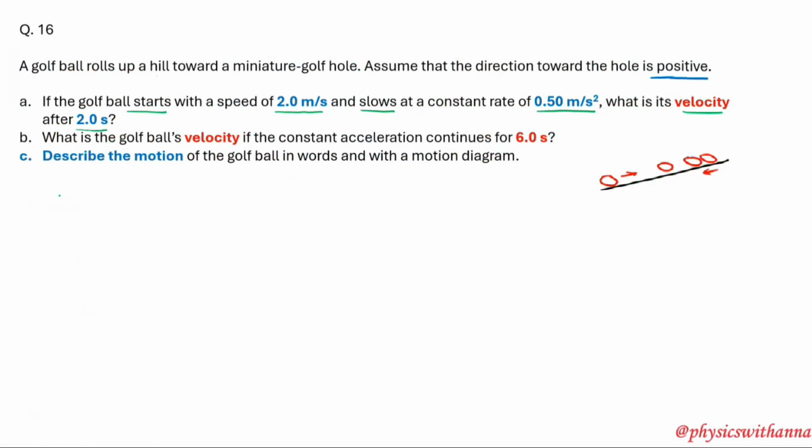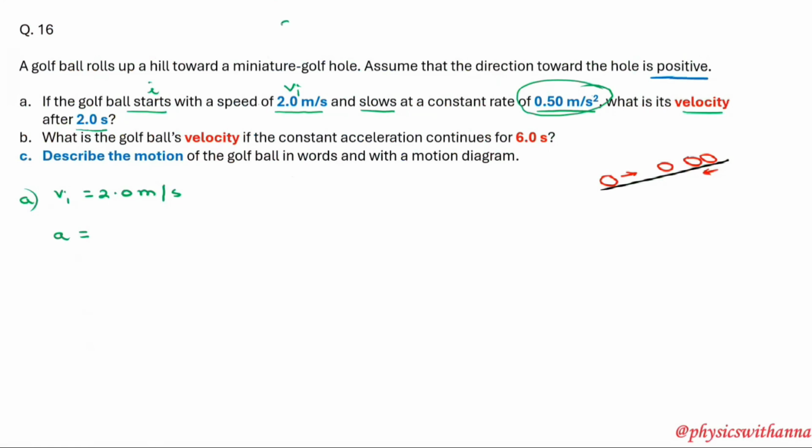So again, the question says the ball starts. Start means this is the initial value. So it starts with a speed of 2 meter per second, and this becomes your initial speed or initial velocity. So I can write my initial speed to be equal to 2.0 meter per second. The question says it slows at a constant rate of 0.5 meter per second squared. Meter per second squared is the unit of acceleration, so this quantity over here is acceleration, but it says it slows down.